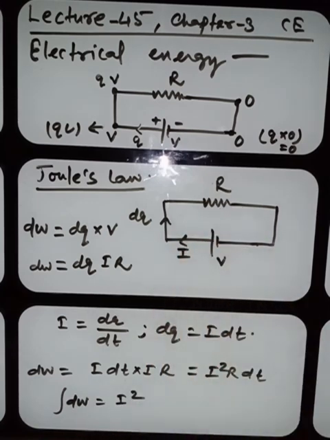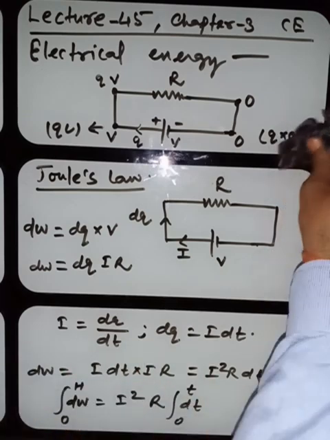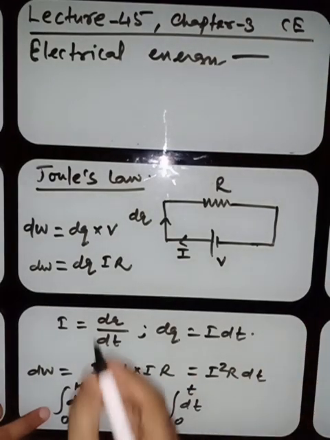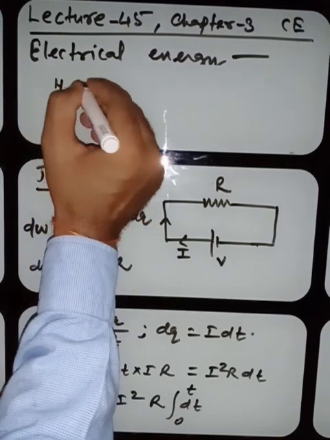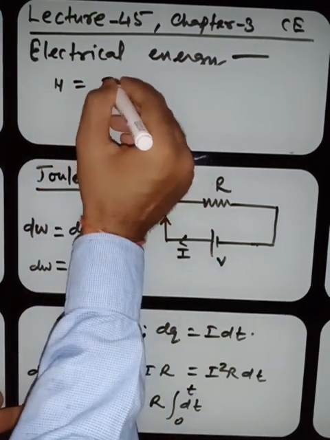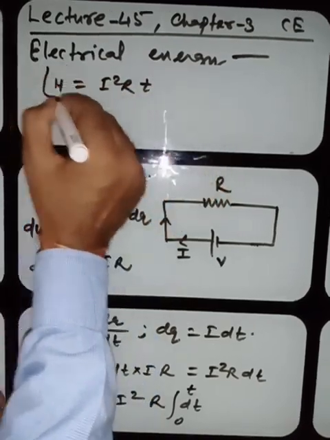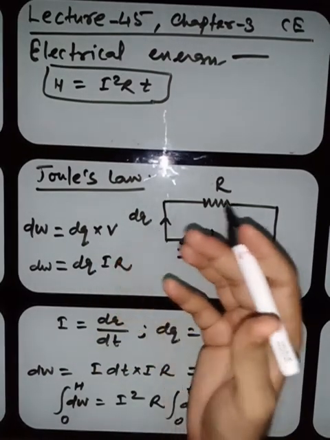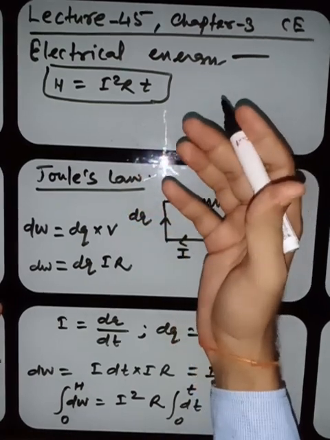Remember, here the constant current is maintained. I square, R is constant. So the dt from 0 seconds, the energy was 0. At t seconds, suppose the energy, if it is a bulb, is used in the form of heat. So we can write this as dW, it is H, and I square R times t. So this is the heat energy. I hope you got it. This is I square R t.